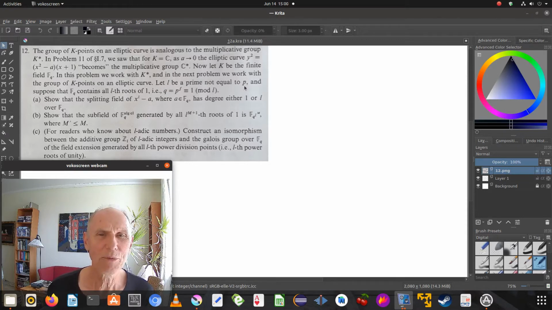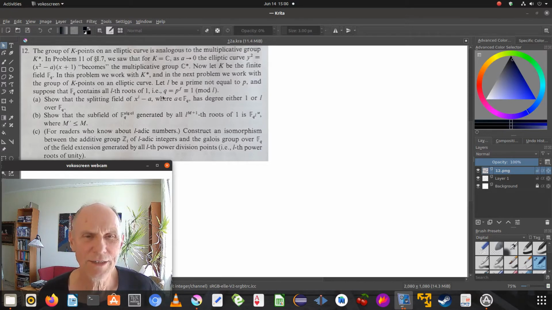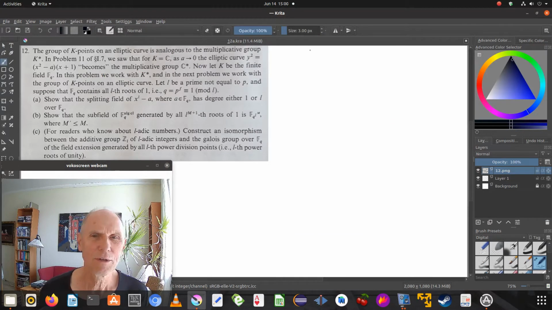Let L be a prime not equal to P, and suppose FQ contains all lth roots of unity. That is, I need to verify for myself that those two conditions are equivalent. I think the key is, we'll just say it, that the multiplicative group of FQ is cyclic.